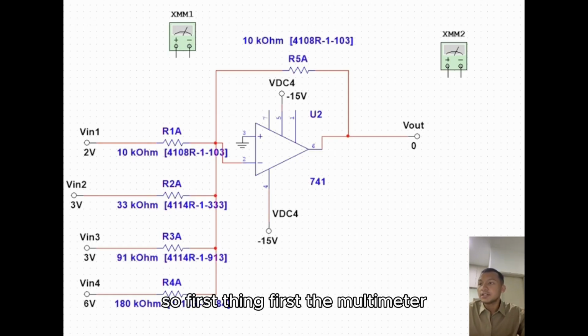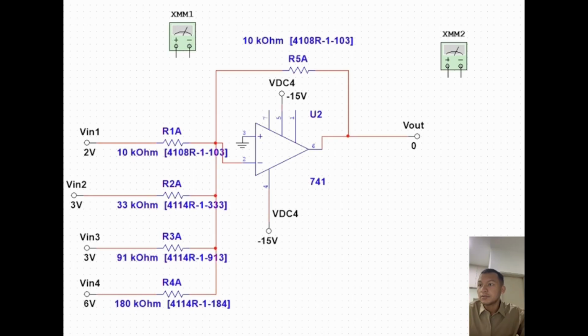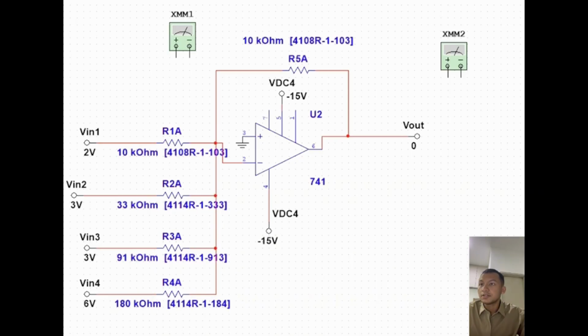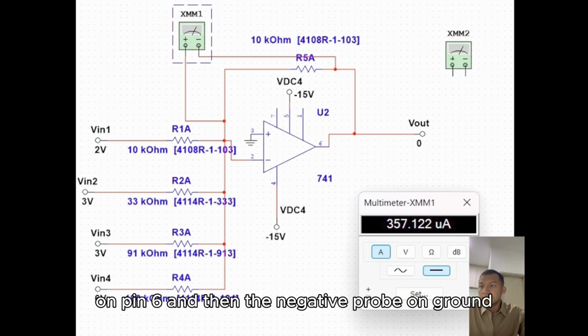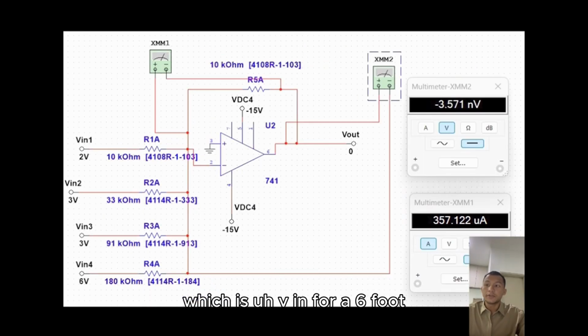First, the multimeter. For the first multimeter I put the positive probe here, here, and then the negative probe I put after the resistor. To measure Vout, I put the positive probe on pin 6 and the negative probe on ground, with Vin being 6 volt.